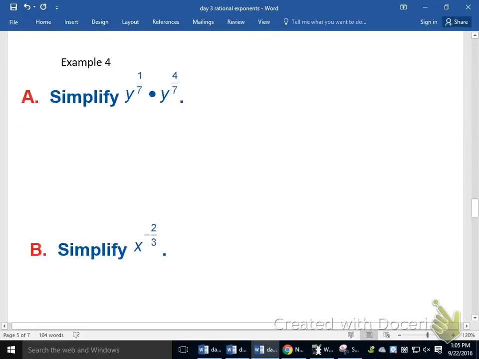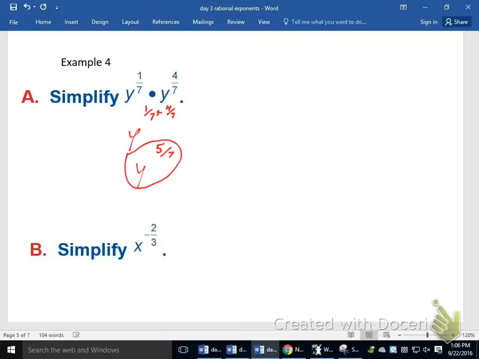Some simplification problems for you. You just got to remember your exponents rule. For instance, if you are multiplying two like bases together, you will take their exponents and add them. So this will be y to the 1/7 plus 4/7. That's actually a really easy problem. So y to the 5/7. And we're done. Moving on to part B. Simplify that. That looks so innocent. What you're going to do is you're going to go and apply that negative exponent to make it 1 over x to the 2/3.